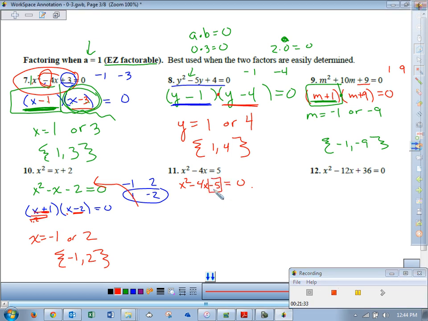Sign-wise, one of them has to be positive, one has to be negative, because that's negative. So multiples of 5, 1 and 5, that's it. Those are the only multiples of 5, correct? Which one has to be negative, though? The 1 or the 5? The 5. Then x plus 1 goes in there. X minus 5 goes in there. And then solving it, you do the old opposite of what you see. And then put it in the solution set. Last one. Do the whole thing. Talk yourself through it. Last easily factorable one, that is.